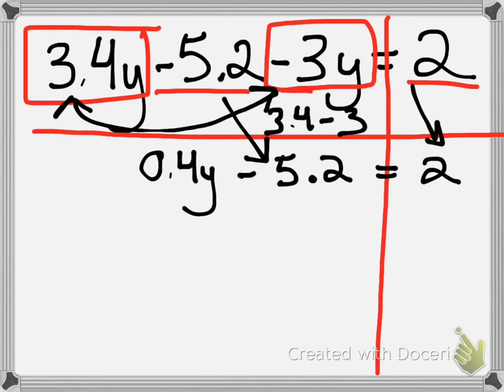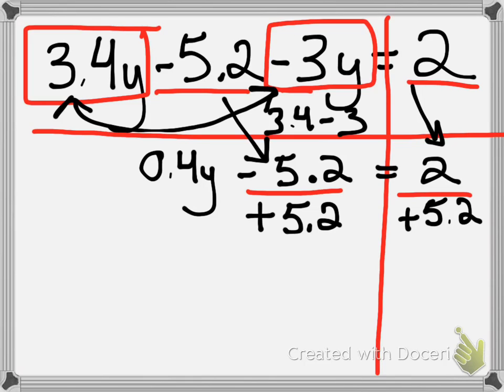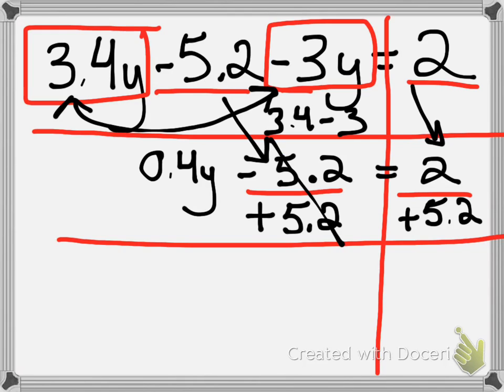I don't have to do anything with the top part anymore. Now, I do still have these two like terms right here. So what I've got to do is figure out a way to get this over there. But for me to get over this line, I've got to do the opposite. So the opposite of a minus, which at this point hopefully you've got it, is a positive. So plus 5.2. And I have to do it to both sides here. So let me draw my line to separate that. Those two are going to cancel out.